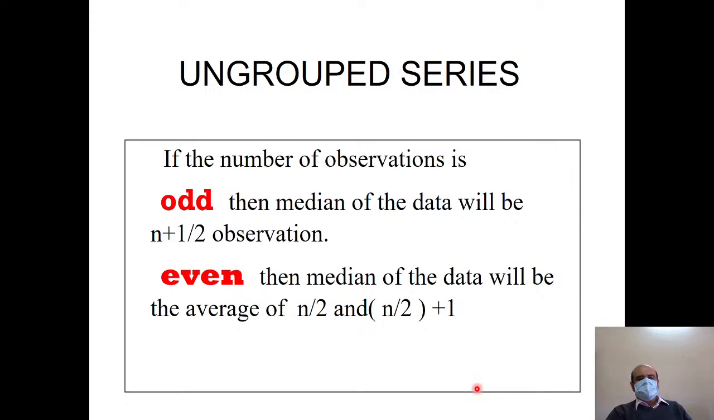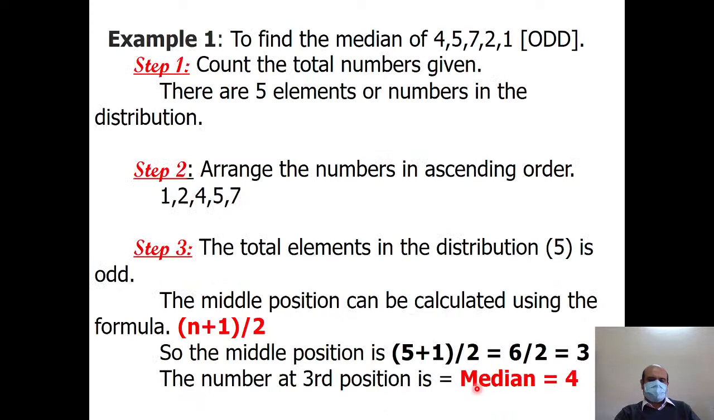So in an ungrouped series, if the number of observations is odd, then the median of the data will be the (n plus 1) by 2 observation. And if it is even, then the median of the data will be the average of the n by 2 and n by 2 plus 1 observations. Okay.